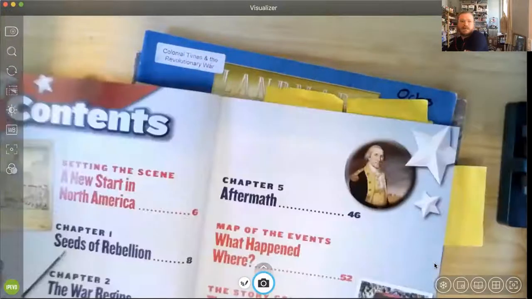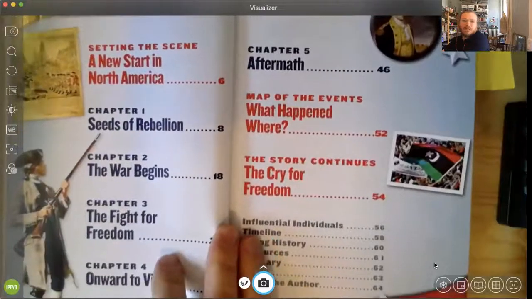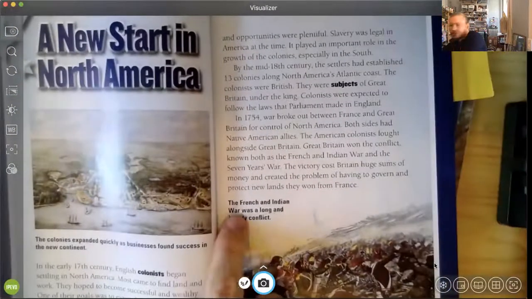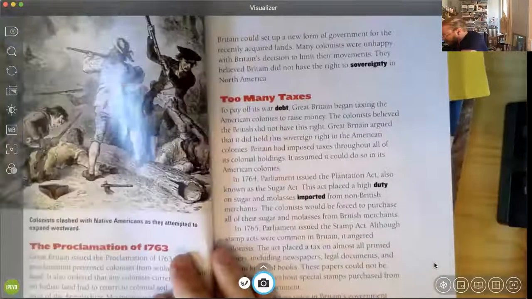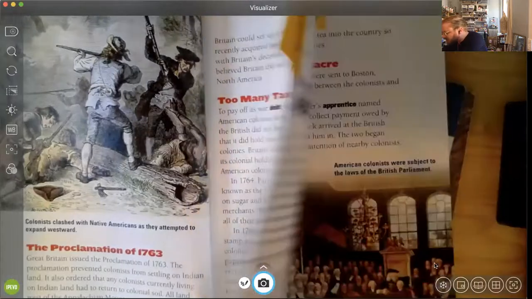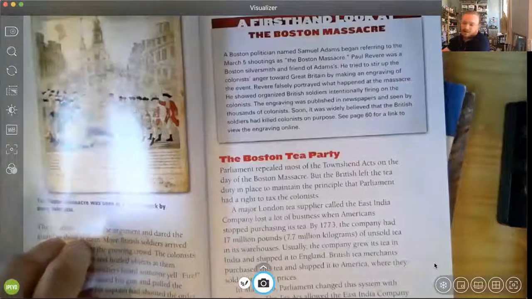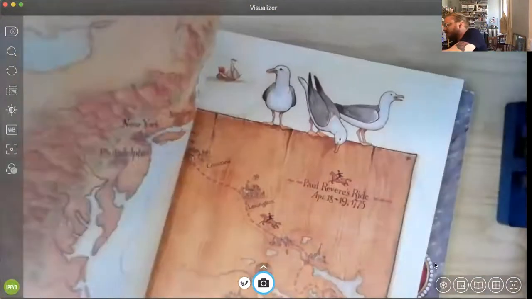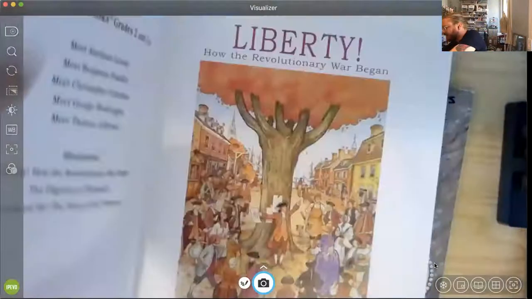It looks like it has, okay, Seeds of Rebellion. Since these are the causes, the French and Indian War looks like it was the cause of the other war. Okay, too many taxes. It looks like there are these things called taxes or intolerable acts. Boston Massacre. Okay, I'm noticing a pattern here, aren't you? Of some predictable subtopics. I think, oh, there we go, Paul Revere's Ride. Again, that seems like it's going to be important.